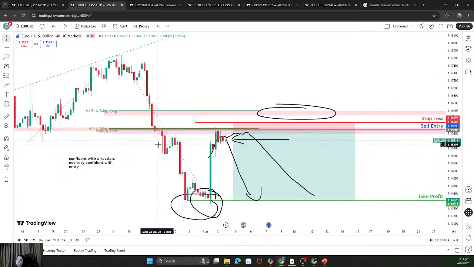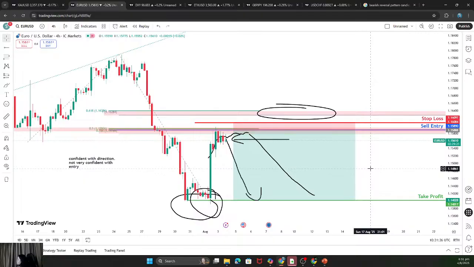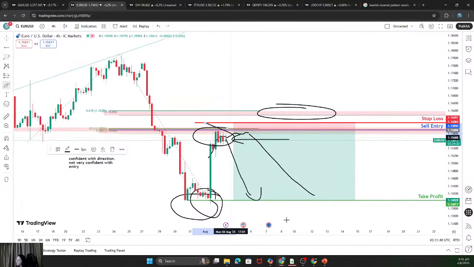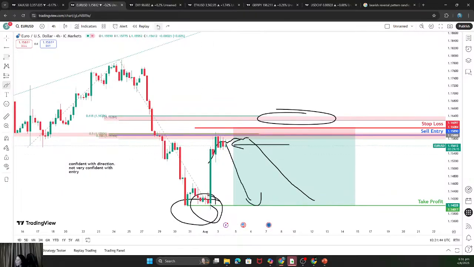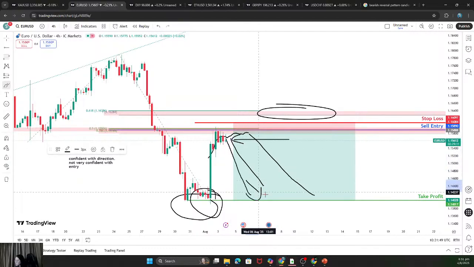EURUSD. Thank you so much, Jamilu, for attending. EURUSD looking like it wants to reject this area. Cannot confirm until this candle closes. Okay, I'm so sorry for all the drawings, but yeah. Looking like it's a sell.